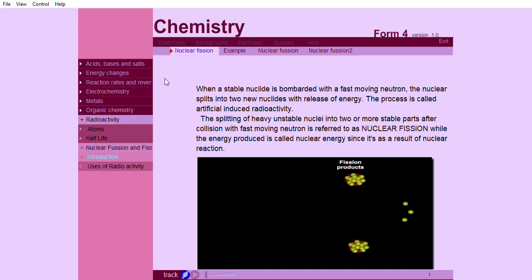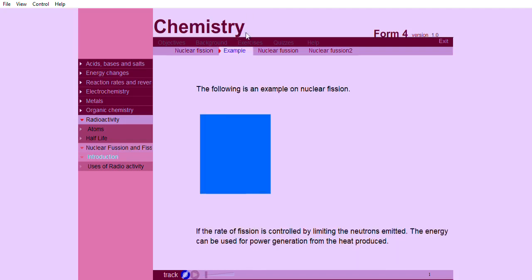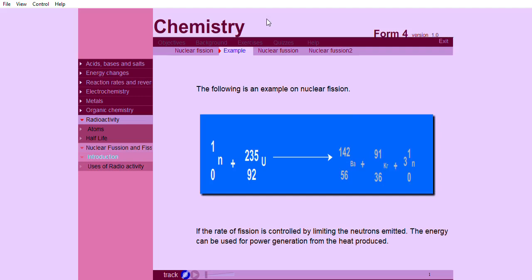The splitting of heavy unstable nuclei into two or more stable parts after collision with a fast-moving neutron is referred to as nuclear fission, while the energy produced is called nuclear energy since it is a result of nuclear reaction. The following are examples of reactions involving nuclear fission.